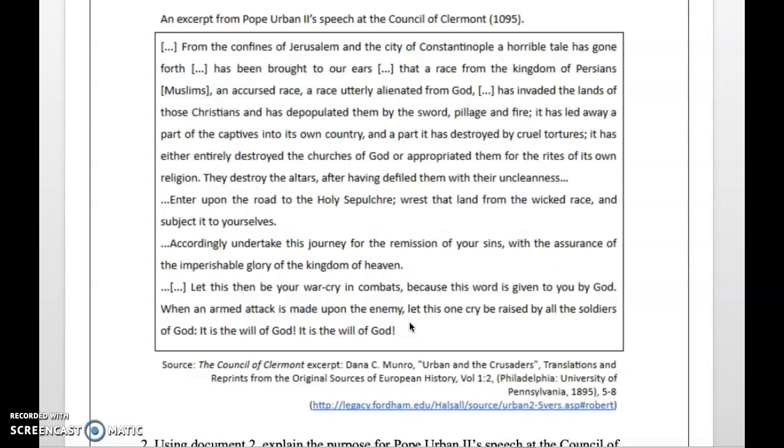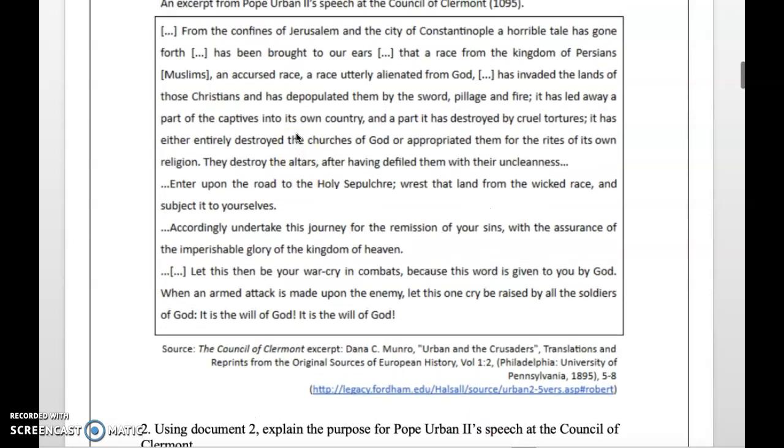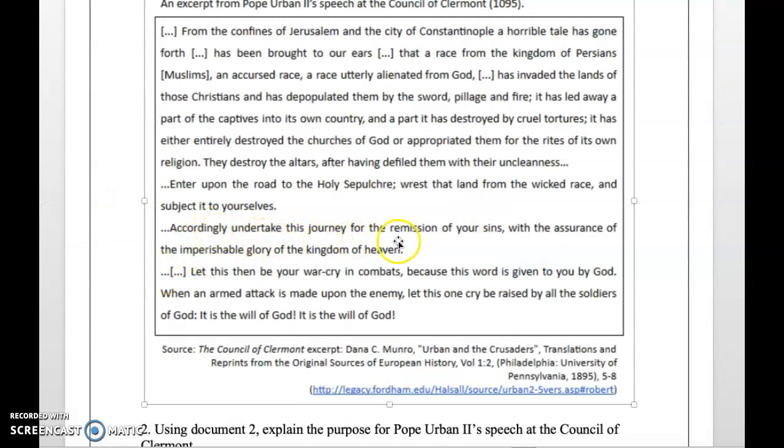So at the end of this, you're explaining the reason for Pope Urban's speech at the Council of Clermont. Right here, where it says, accordingly undertake this journey for the remission of your sins, with the assurance of the imperishable glory of the kingdom of heaven, he's saying, undertake this journey, do this, and your sins will be forgiven. He then says, let this be your war cry in combats. The word is given to you by God. This is what God wants. It is the will of God.